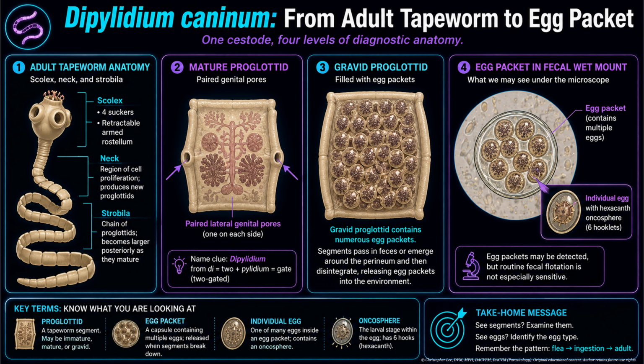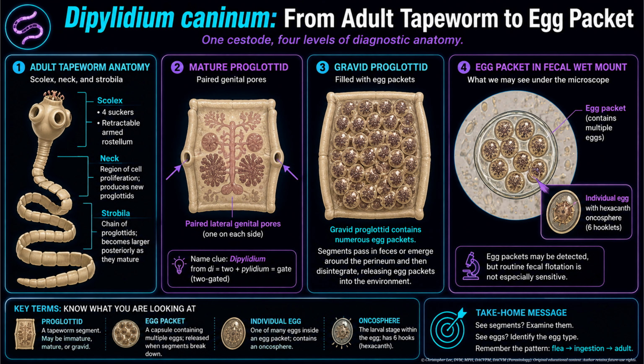The younger segments are near the neck and become larger and more developed as they move posteriorly. The name Dipylidium roughly means double-pored, which refers to the paired genital pores, with one opening on each lateral margin of the mature proglottid. Here, the etymology is also a morphology clue.